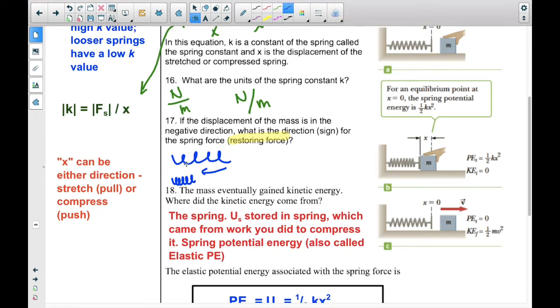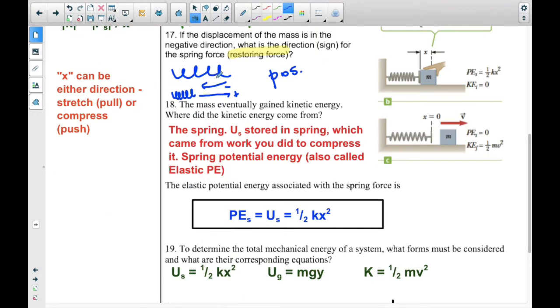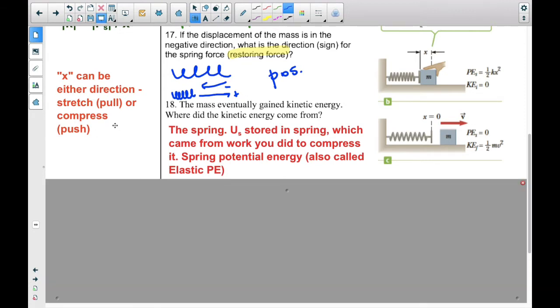So if I have this spring that's kind of stretched out, and I compress it to the left, the restoring force is going to want to spring back out the other way. And so the question is, if the displacement is in the negative direction, if we call this a negative direction, then what direction is the spring force? Well, the restoring force is going to go out this way, in the positive direction. We just want to make sure we understand what's happening, that when you compress it to the left, when you let go, it's going to bounce back to the right. That's all that's talking about. In addition, over here in the margin, the X that we're talking about can be either direction.